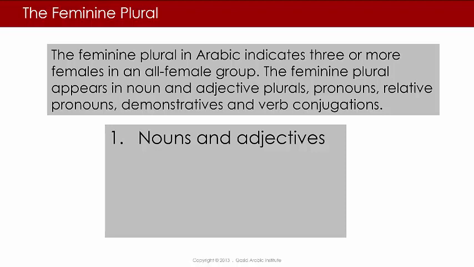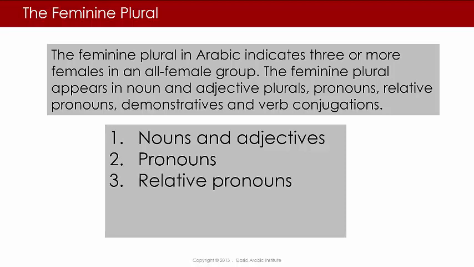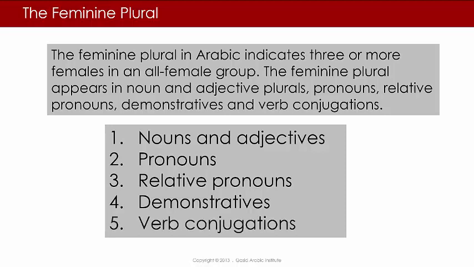Nouns and adjectives like طالبات and جديدات. Here we have noun and adjective plurals in the feminine plural. Pronouns like أنتن, hunna and kunna. These are subject and object pronouns. Relative pronouns like اللواتي. Demonstratives like هؤلاء and أولئك. And verb conjugations, which we will look at in detail at the end.